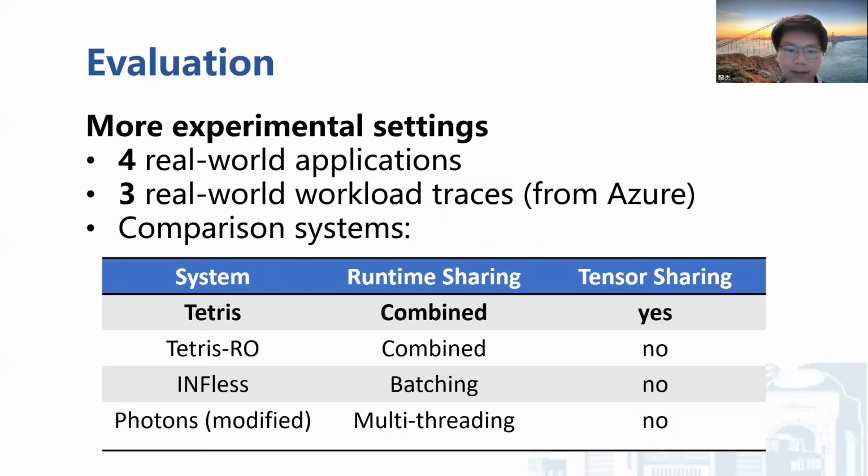Furthermore, to evaluate the overall performance of Tetris, we adopt 4 real-world applications and 3 real-world workload traces collected from Microsoft. We compare to Inferless, which supports runtime sharing with request batching, and Photons, which supports runtime sharing by processing requests concurrently in threads. We also compare to a runtime-sharing-only version of Tetris. Photons is not serverless-inference oriented, so we modify it to our scenario by adding function profiles and greedily selecting instance configurations with the maximum concurrency under SLO constraints when scaling instances.